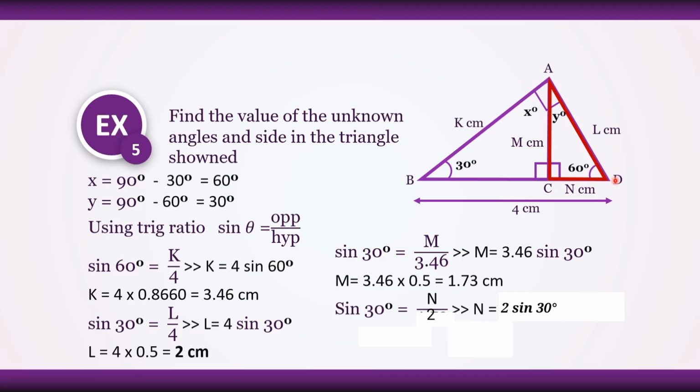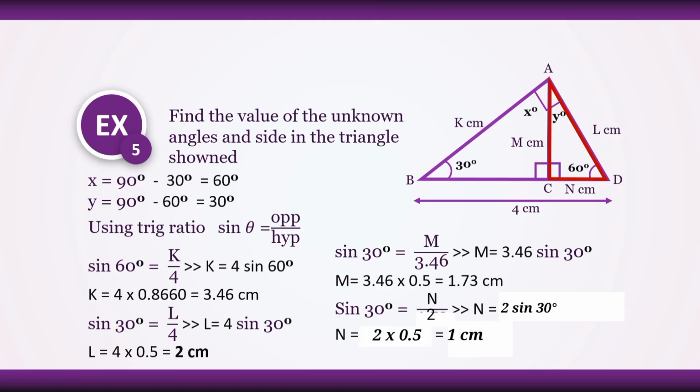So I have sine 30 degree will be what? N over, what is L here? 2. So I have N over 2. And when I cross multiply, N will be what? 2 sine 30 degree, and that is 2 multiplied by 0.5, and that is 1 centimeter. Now I've solved this question using trig ratio.